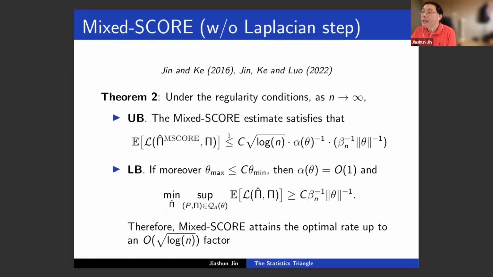The first is the optimality result we have for Mixed-SCORE, where we estimate this Pi matrix. This is the upper bound, this is the lower bound. They're almost the same if this term is constant. In particular, if the degree parameters are all of the same order, this is actually constant. So the lower bound and upper bound match each other, up to a root log n factor. This suggests Mixed-SCORE is actually optimal if all the theta i's are of the same order.